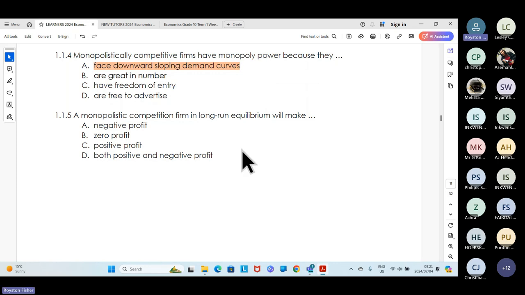1.1.5. A monopolistic competition firm in the long run equilibrium will make: A, negative profit; B, zero profit; C, positive profit; and then D, both positive and negative profit.